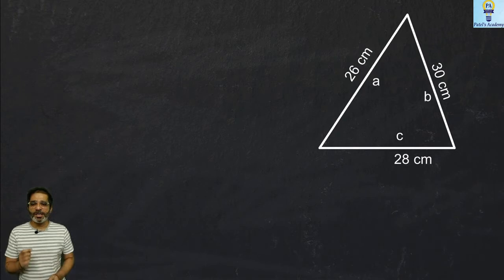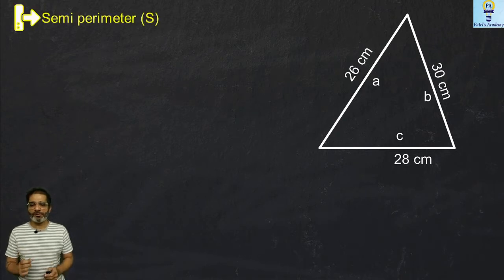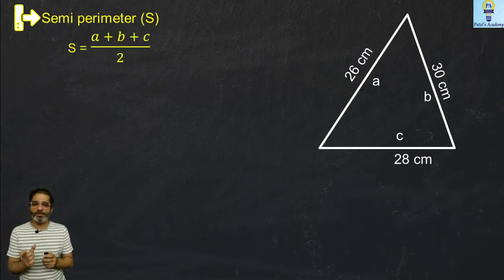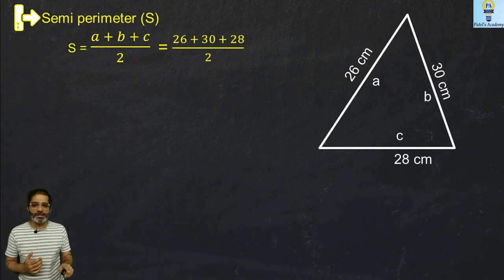The first step in Heron's formula is to find the semi-perimeter, which is given by capital S. The name justifies it: semi means half, and perimeter is the sum of all three sides. So S equals, perimeter is A plus B plus C, and semi means divide by 2. So in the next step I add all three sides and divide by 2.